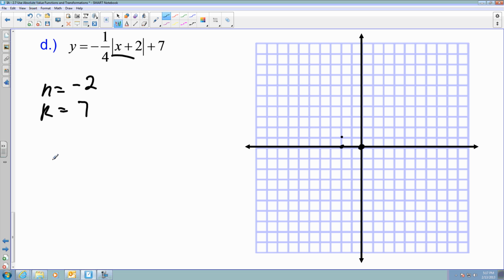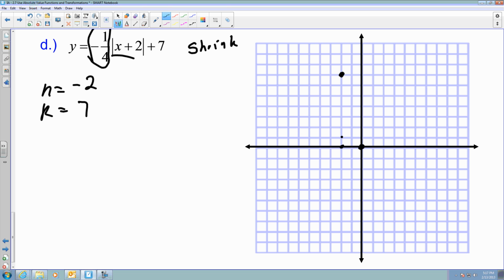1, 2, 3, 4, 5, 6, 7. So this is where my new vertex is going to be located. Now that I pinpoint that, now I can pay attention to my A, which is going to tell us whether it's going to have a vertical stretch or a vertical shrink. Because the absolute value of this number, which is -1/4, is in between 0 and 1, that's going to tell us that's going to be a vertical shrink.